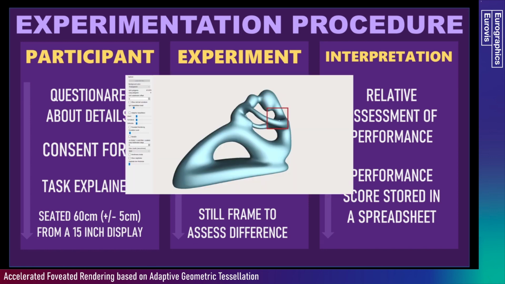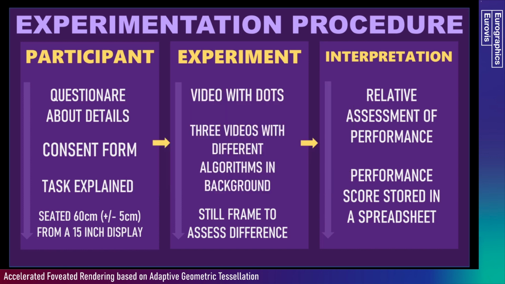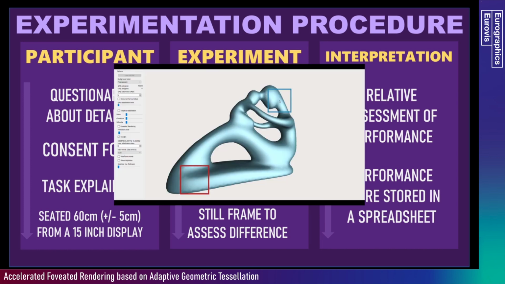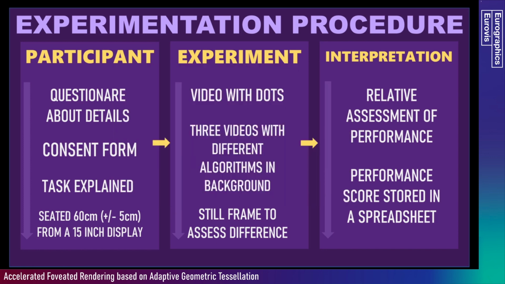Each video had a viewing box, like the red box we saw earlier, moving around the screen. The box performed 2 types of motion. One was a smooth motion around the model. The second resembled saccades and fixations. After each video, a still frame with 2 viewing boxes was shown to the participant, asking them about the difference in relative quality of resolution.